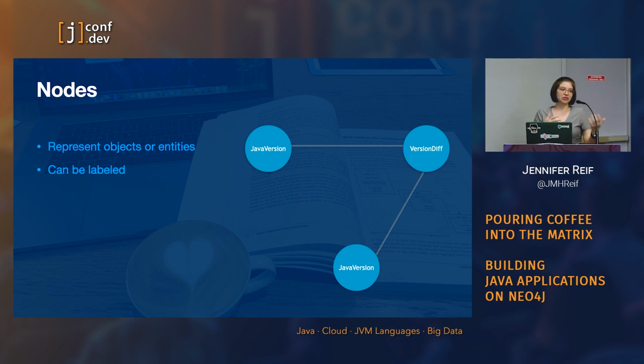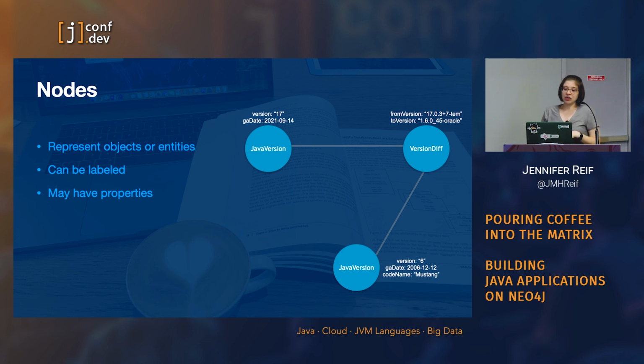So nodes represent your objects or your entities in your data domain. You can label them, kind of like grouping them into categories, if you will. So here we have a couple of nodes that are categorized as the Java versions, and then you might have some diffs between those. And then you can also add properties, so metadata on your nodes. You can see some examples. We have the version and maybe when the version went GA. A version diff, you might compare 2 specific subversions of that, etc.